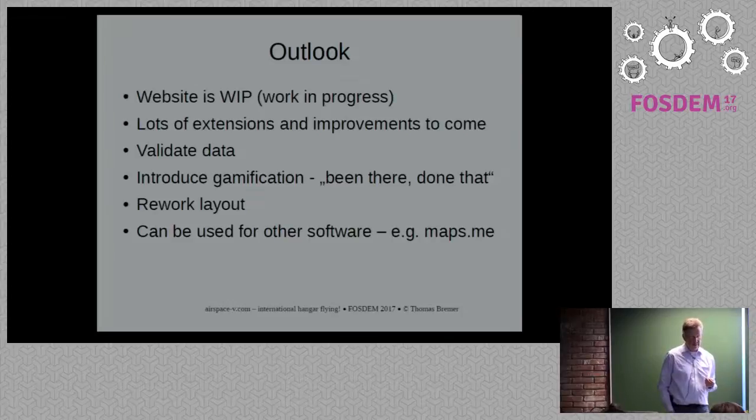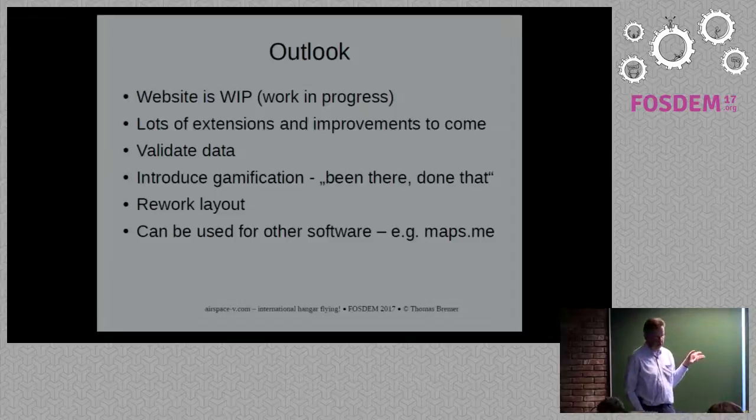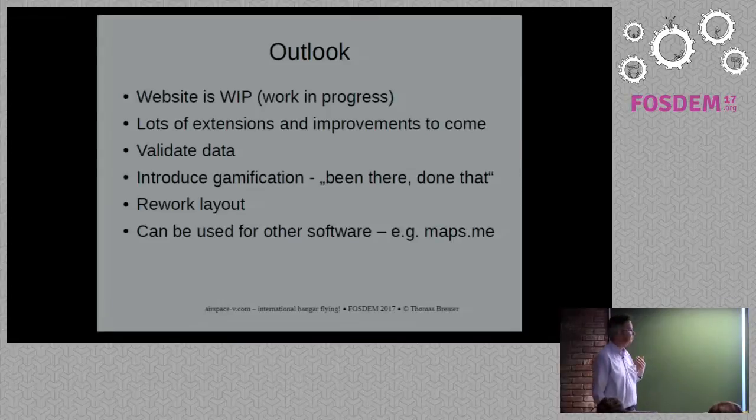For instance, you might have seen that there are some social network links on it, but I will also introduce some gamification, something like "been there, done that" you can click as airports where you have been, and there will be some kind of ranking. This just to attract visitors. The layout will be reworked because it's suboptimal currently. And the ideas I've presented, like the distance calculation and the string search, could also be used in other software, like Maps.me, which, from my feeling, seems rather slow when finding strings in its database. So that's it so far.